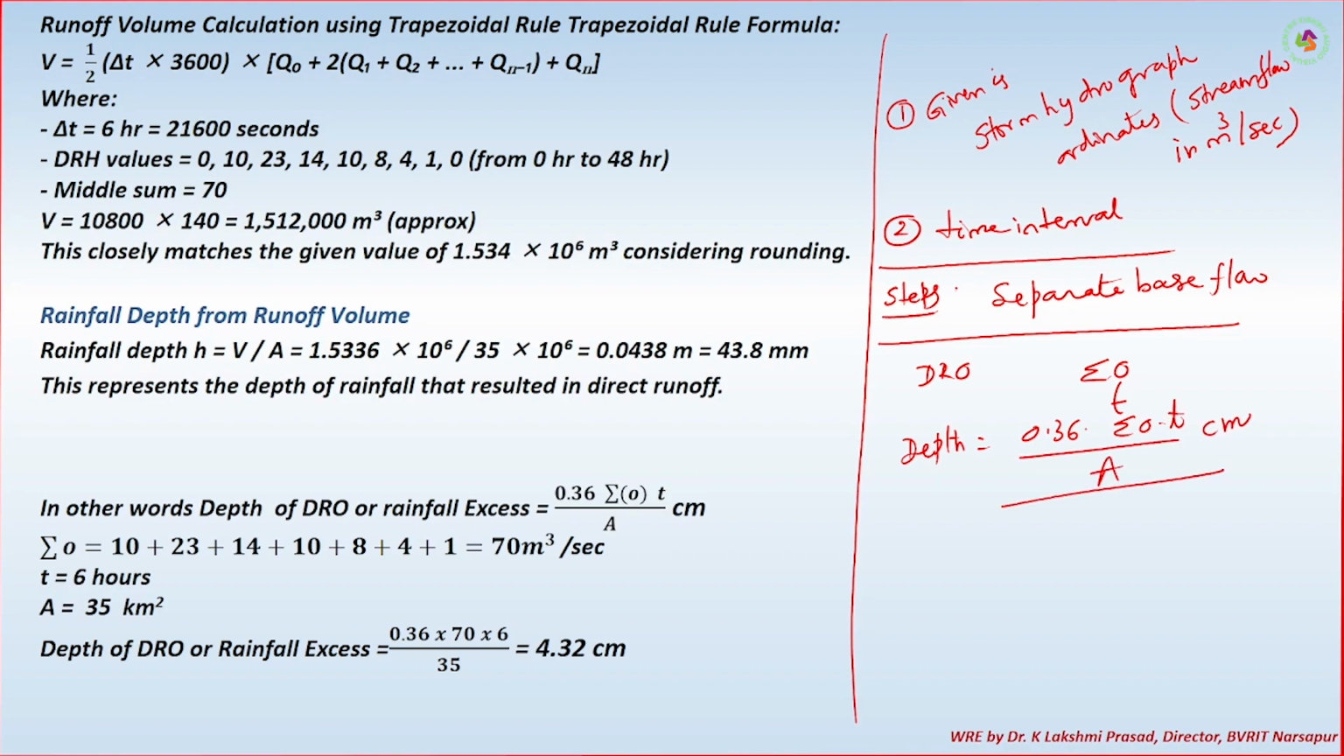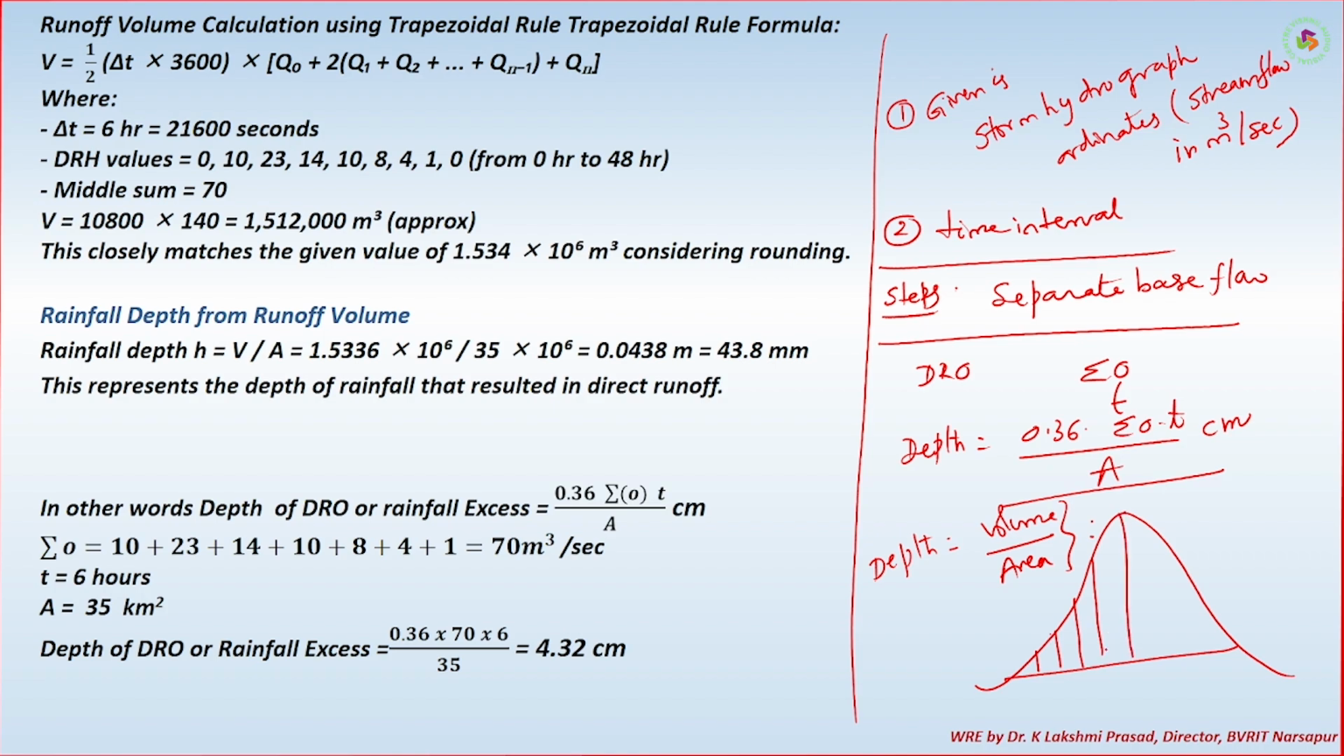0.36 into sigma O into T divided by A centimeters. Calculate that. Or otherwise you can calculate depth is equal to volume divided by area. How to get the volume? Now you have the ordinates. Now use the trapezoidal formula, because if I draw the hydrograph, this is the hydrograph. Now you have separated the base flow. So for example these are the ordinates. Am I right? These are the ordinates. Sum them up and use this and get the answer. That is one method. Over.